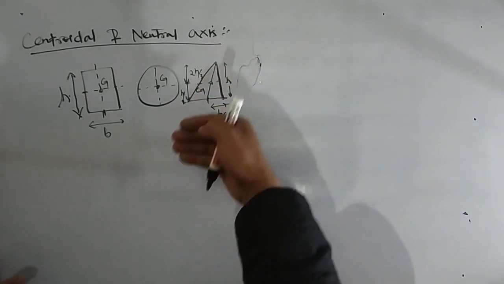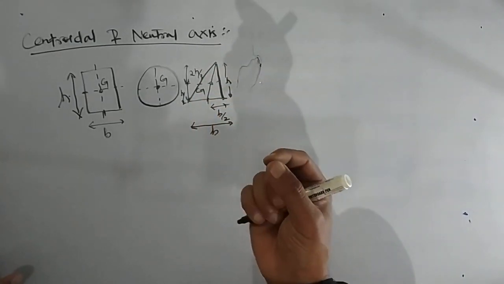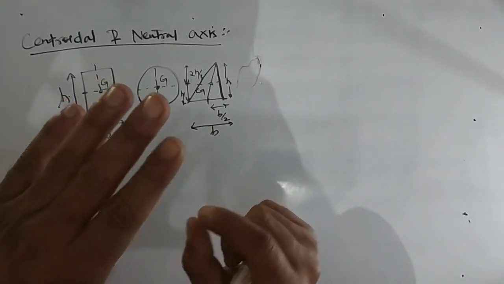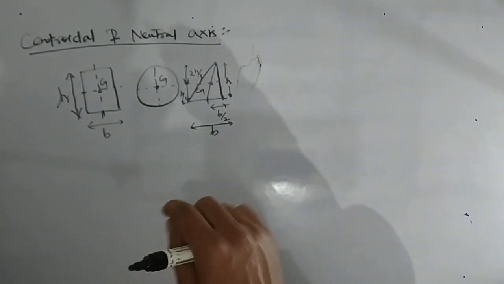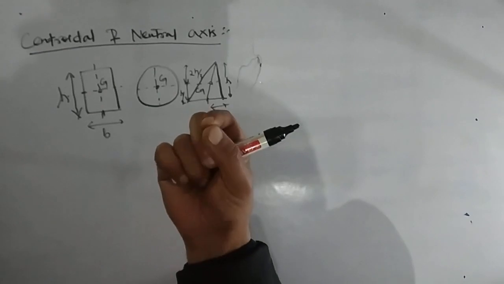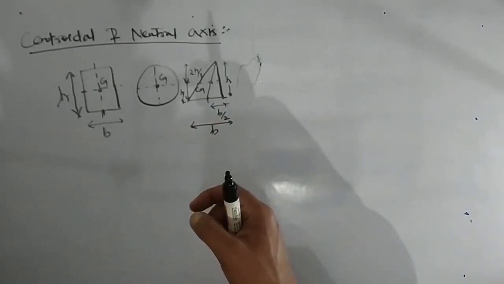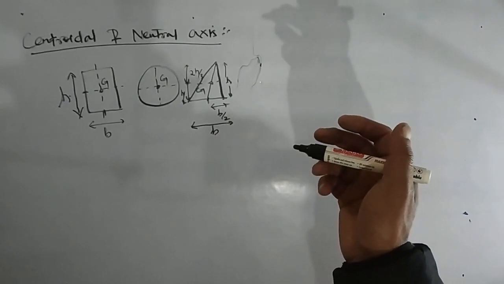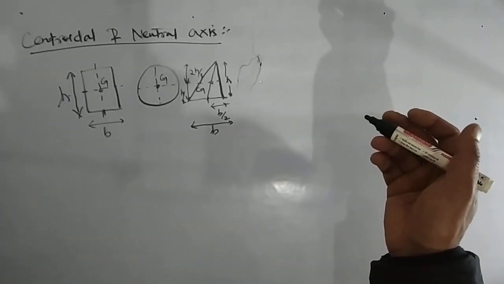Now, the physical significance of the centroid: if you cut the shape of this cross section and place the tip of a pin at the point where you have located the centroid, the whole body will be perfectly balanced on the tip of the pin. This centroid is also called the barycenter in astrophysics or astronomy.